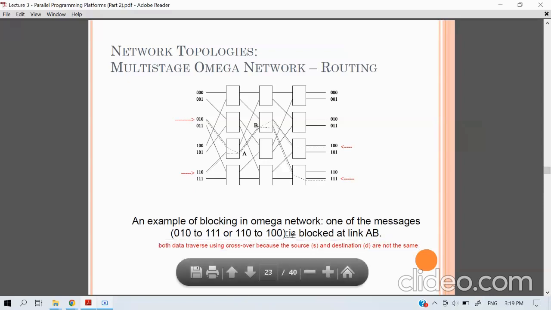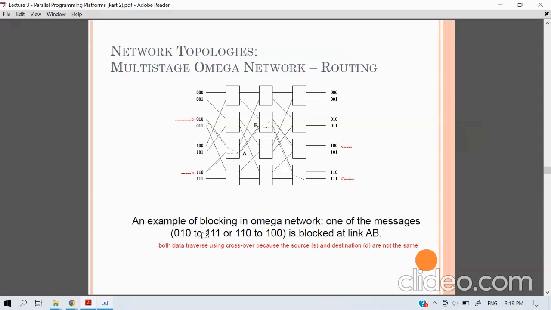An example is from source 010 to destination 111, or from source 110 to destination 100. It uses a crossover routine. However, one of the messages is blocked at the links A and B. This is an example of blocking in an Omega network.